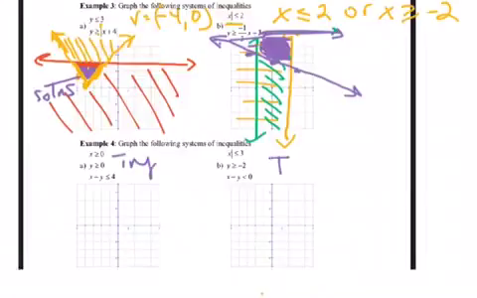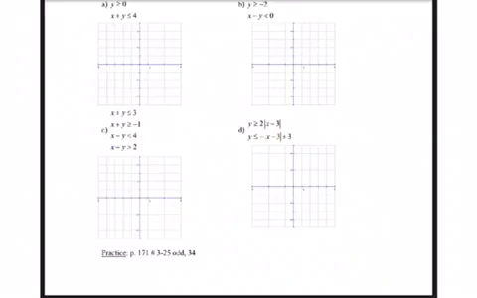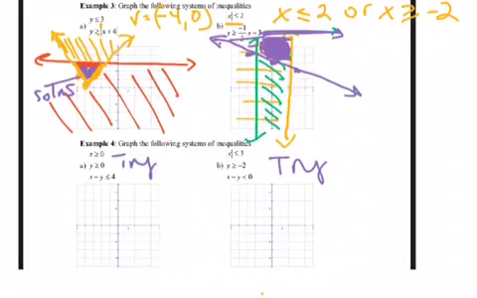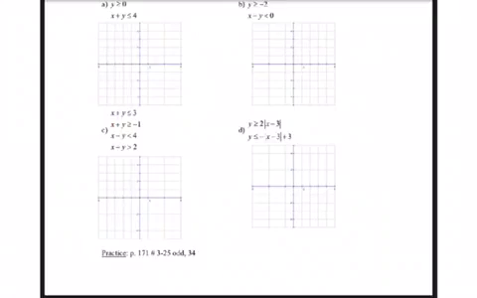I want you to try the next two in example 4. And then for example, I want you to try C. You have all 4 of these that you need to graph. So you need to find the region that is in between all 4 of them. And let's do D together.